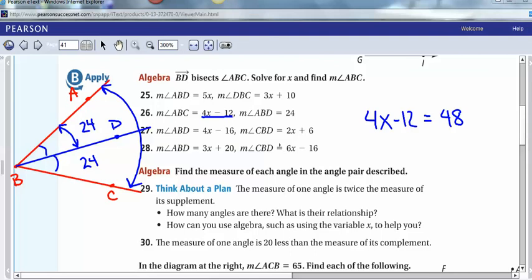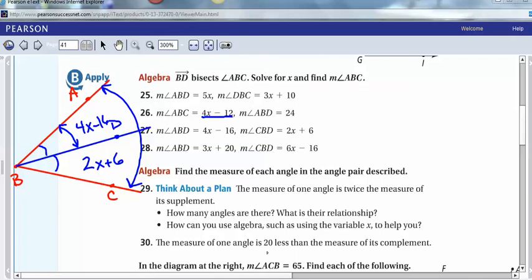27 and 28, they're going to refer to the same drawing, but your steps are going to be a little bit different. On 27, ABD, this little one, ABD is 4x minus 16. So fill it in. CBD is 2x plus 6. CBD, all right, 2x plus 6. What does that look like? Looks like number 25 again, doesn't it? They're equal to each other. So set them equal to each other, solve for x, find one of the angles, multiply it by 2, and it gives you the big angle.